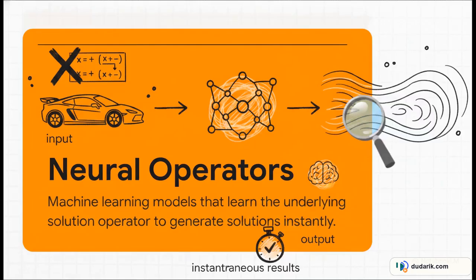Enter neural operators. These scientific machine learning models offer a massive shortcut. Instead of calculating the math step by step for every single new scenario, a neural operator learns the underlying solution operator itself. Once it's trained, it maps the input, say the geometric shape of a car, directly to the output, like the aerodynamic drag. This completely bypasses traditional numerical methods, giving us near instantaneous results for new parameters. It's a total paradigm shift from calculation straight to prediction.